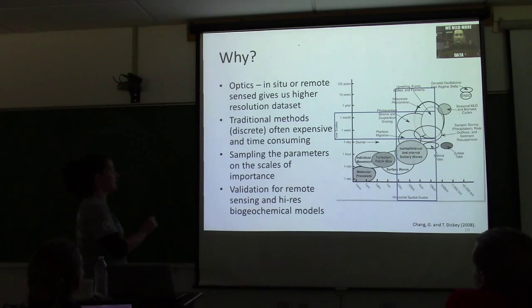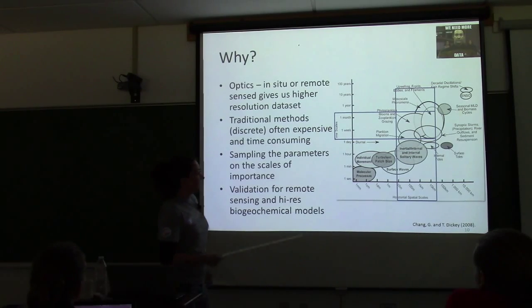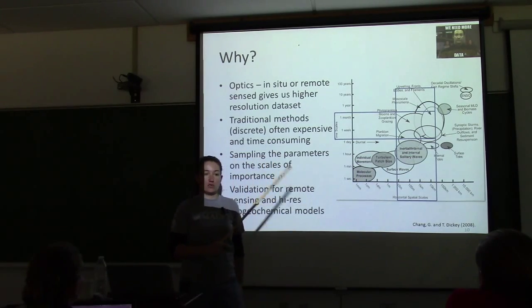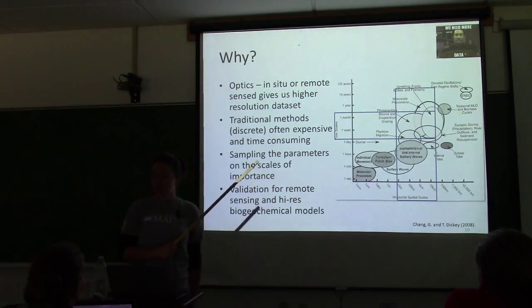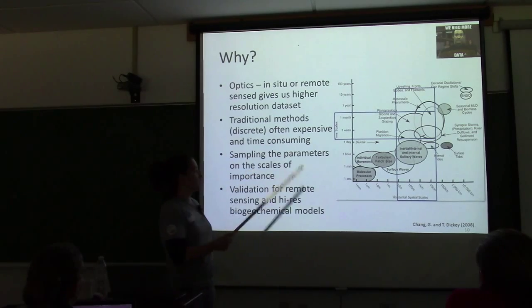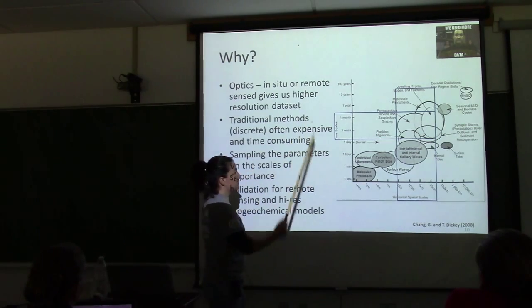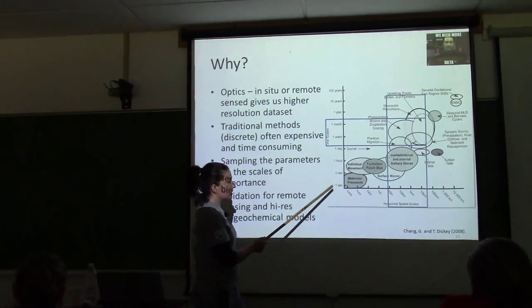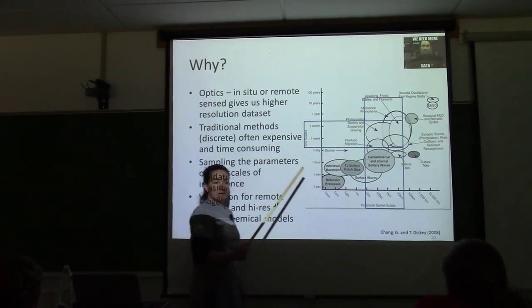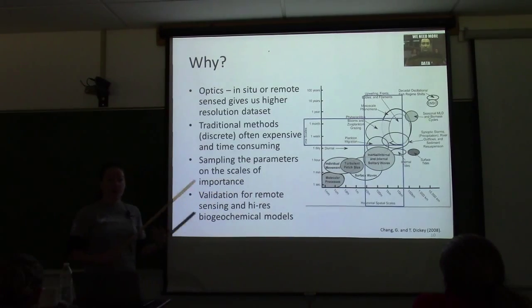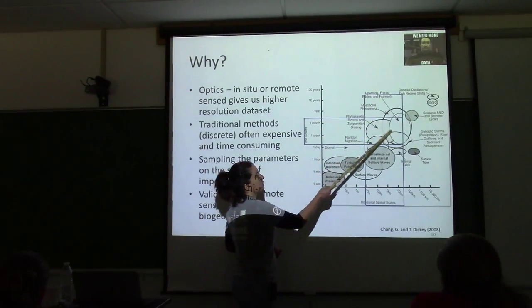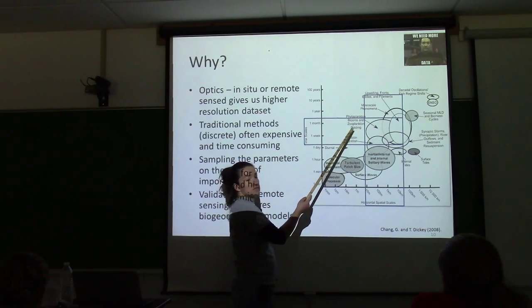Sampling the parameters and scale of importance. And this rolls down to this Chang and Dickey figure, and as Mary Jane told me, this was modified from Stommel's figure, where he talked about this time scale continuum, where you can, on time and space scales, define most of the processes that are happening in the ocean. I'm a very phytoplankton-oriented person, so I'm going to be talking about this circle here, which talks about phytoplankton blooms and zooplankton grazing.